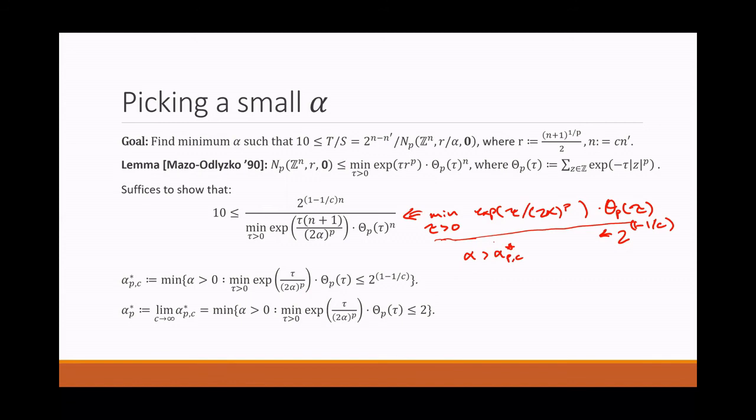Okay, and so these alpha PC stars are what we're going to use when we're worried about SETH type fine-grained complexity results, where we're really worried about just how much we blow up the rank of the underlying lattice, and then we're going to use these alpha P star numbers when we're worried about NP or ETH hardness. Okay, so that concludes a description of our reduction.